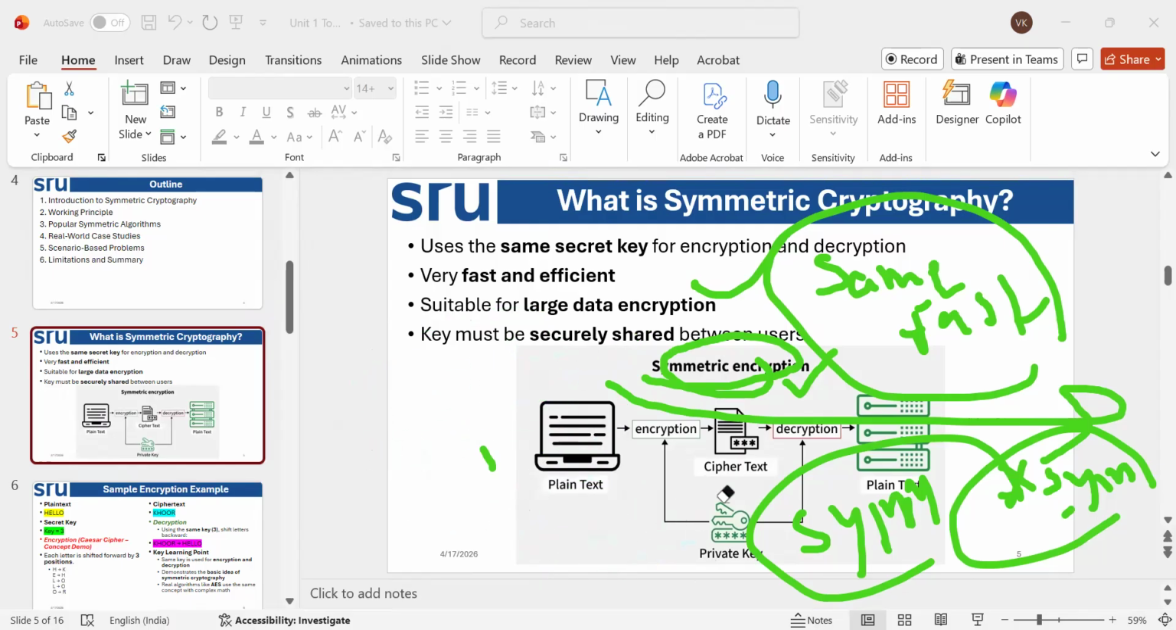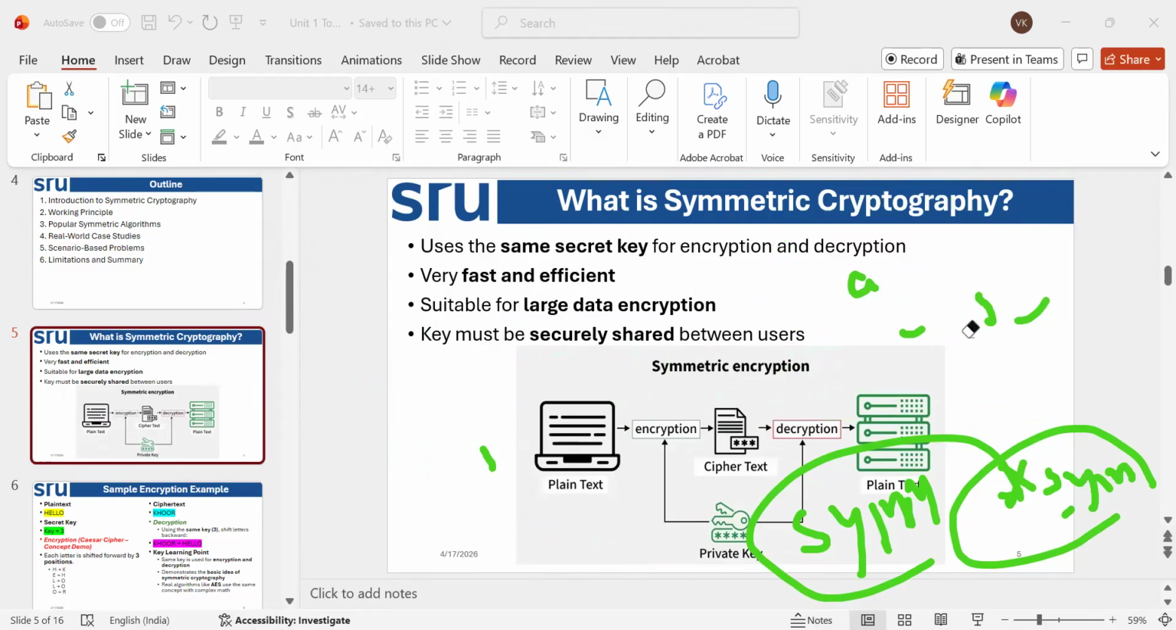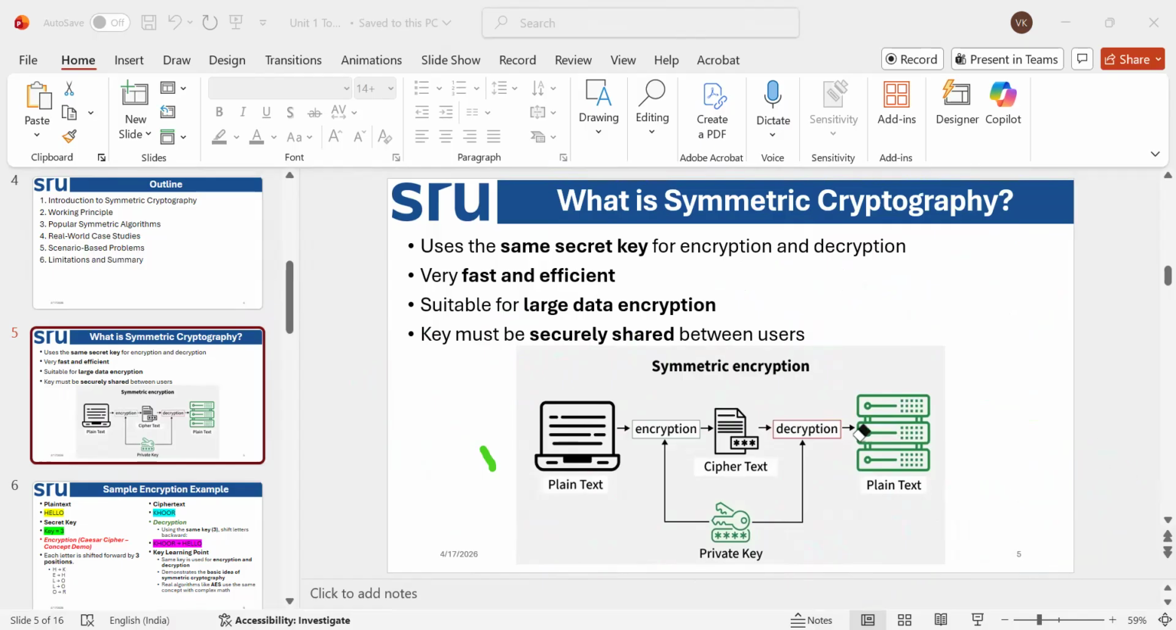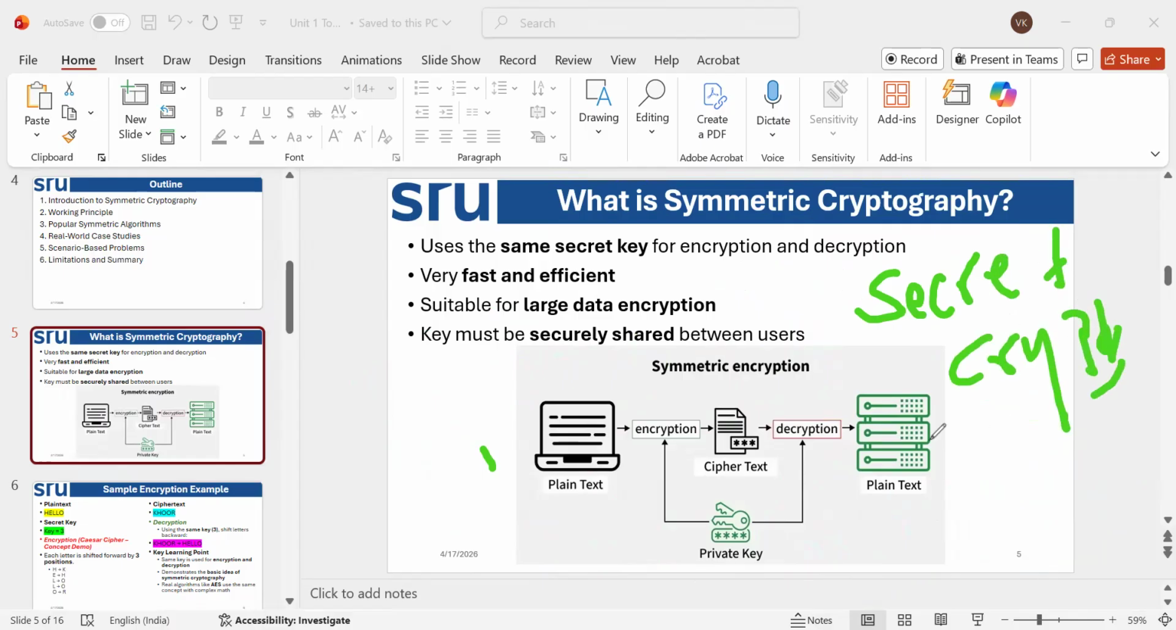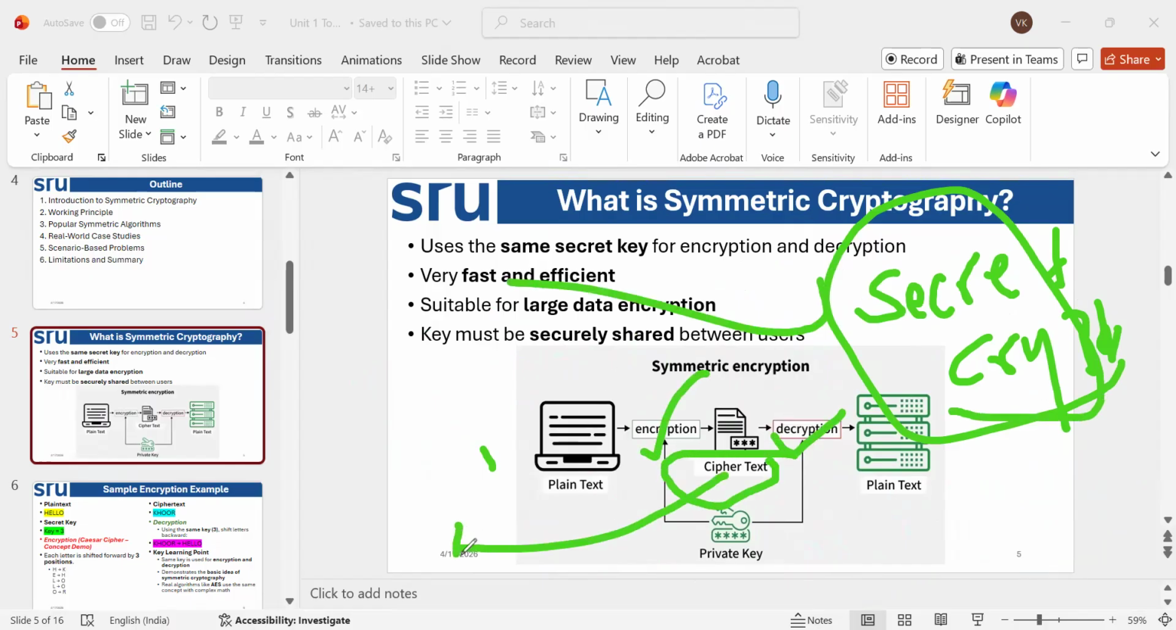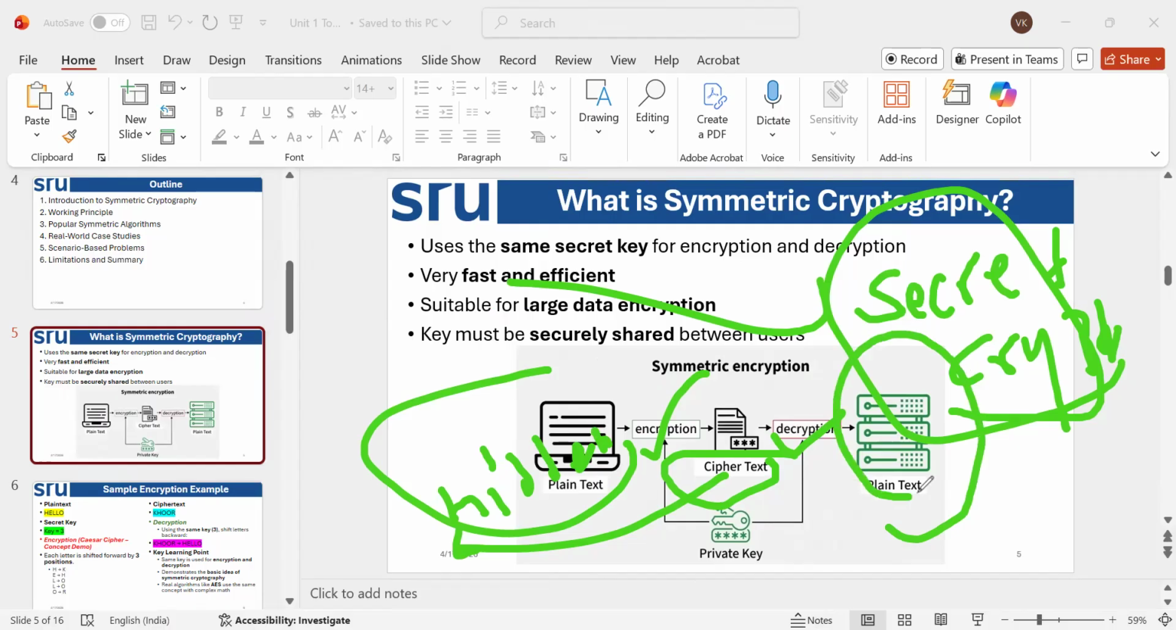It's one key. That's why sometimes we see a different name, secret cryptography. Sometimes its name is secret cryptography. Encryption and decryption happen between the cipher text, that means hidden text. Cipher means hidden text. I will give you an example of how the inverse comes and later it becomes the original text.